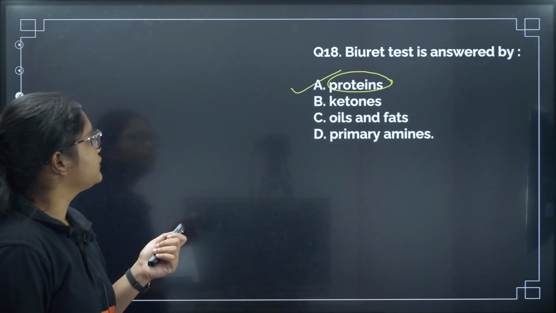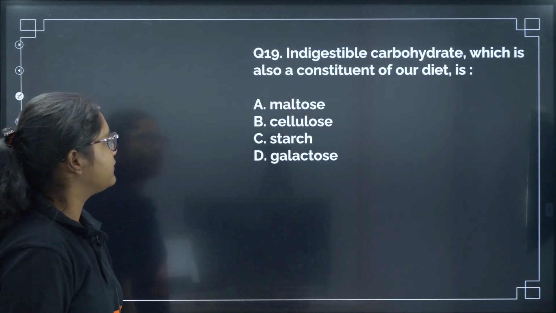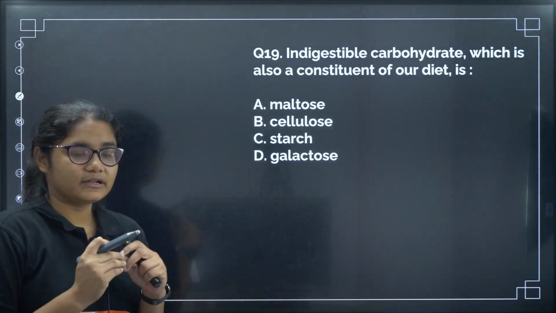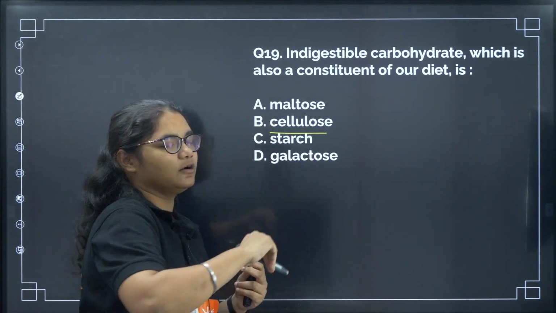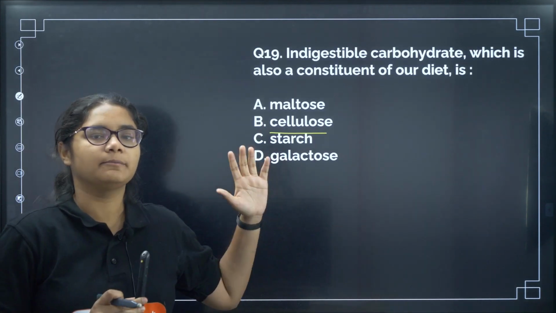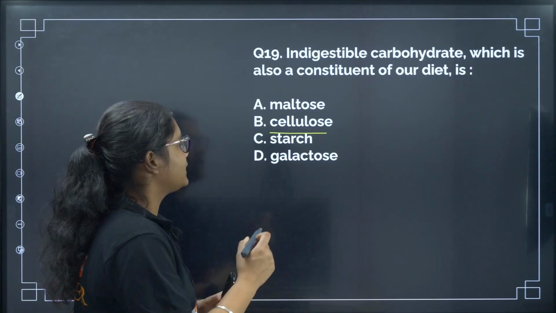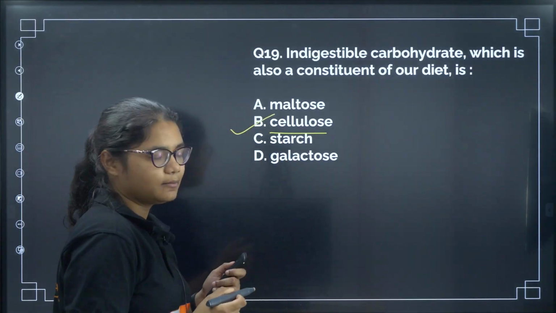Okay. Next, the indigestible carbohydrate which is also a constituent of our diet is. In the diet, cellulose is the polysaccharide which is not digestible, but we eat it. So the correct answer for this question is option number B.